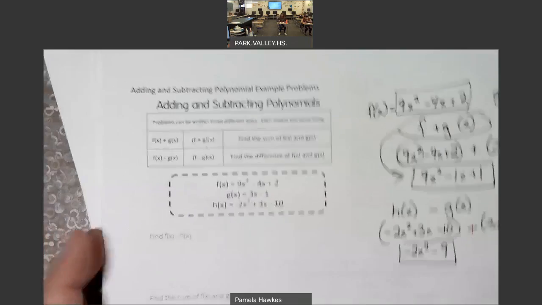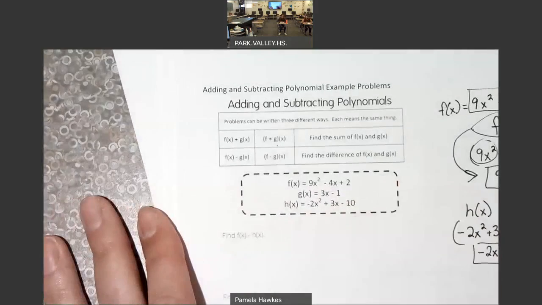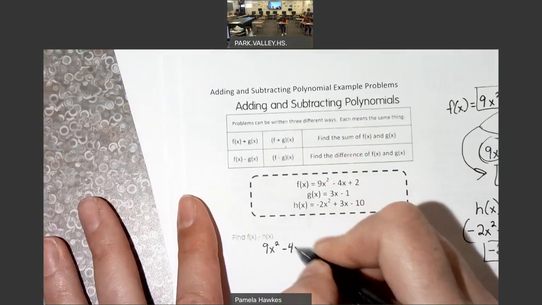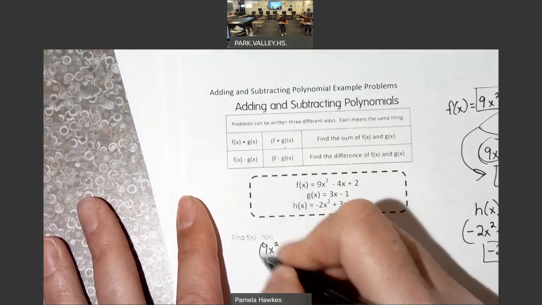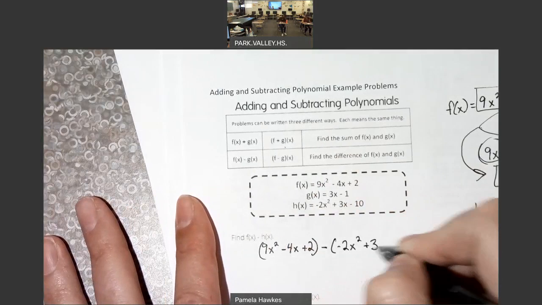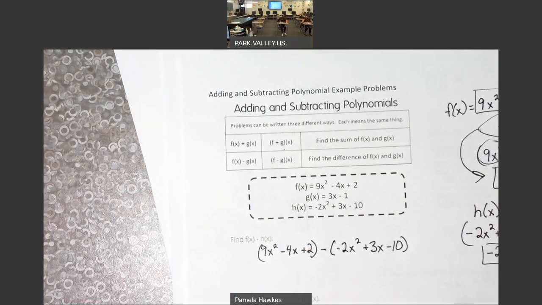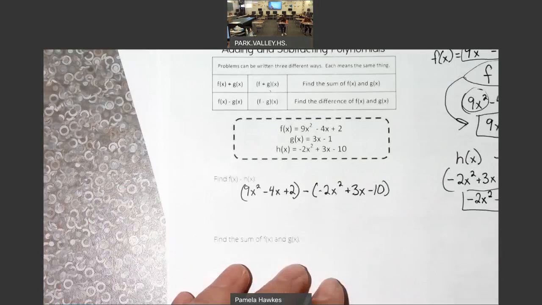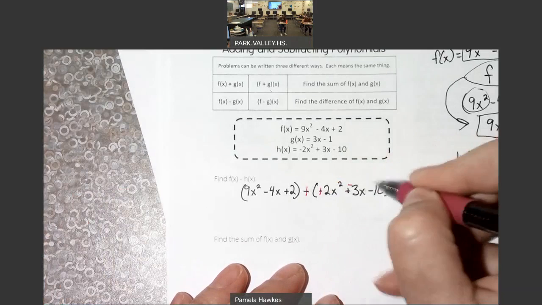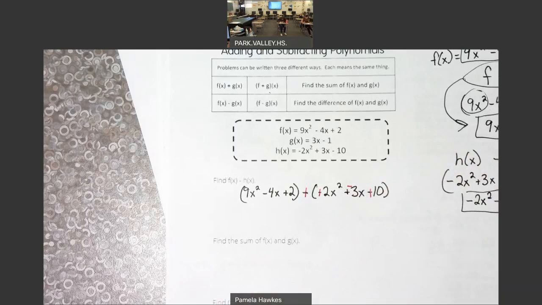Okay, this one over here says f of x minus h of x. So let's do that one. Which means I have 9x squared minus 4x plus 2 minus negative 2x squared plus 3x minus 10. What do I do first? It's a minus, so I change all the signs in the next parentheses. And what do I get?